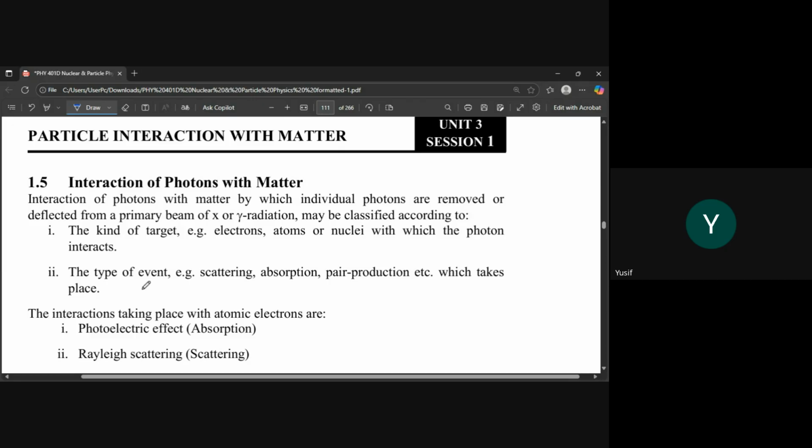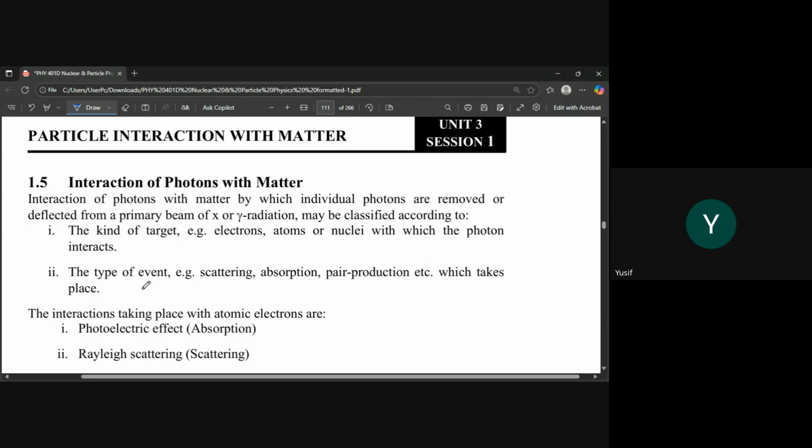So if you know that the thing we are using to hit the parent nucleus is an electron, then you should know at the end of the day what you are looking for. If what you are using to hit the target is an electron, then it means you are talking about electron capture. I hope you remember that.